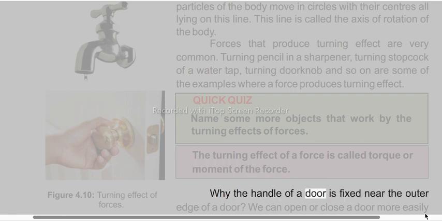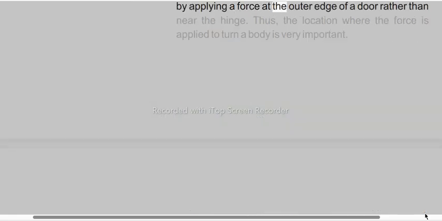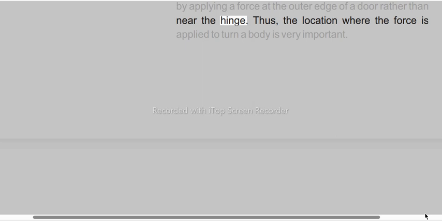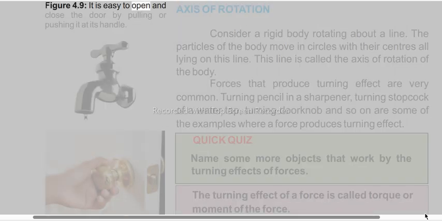Why is the handle of a door fixed near the outer edge of a door? We can open or close a door more easily by applying a force at the outer edge of a door rather than near the hinge. Thus, the location where the force is applied to turn a body is very important. Figure 4.9, it is easy to open and close the door by pulling or pushing it at its handle.